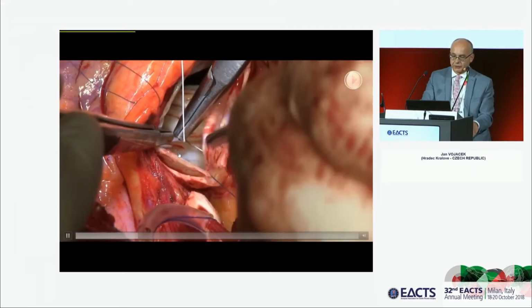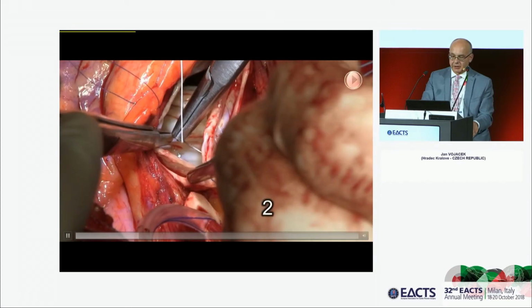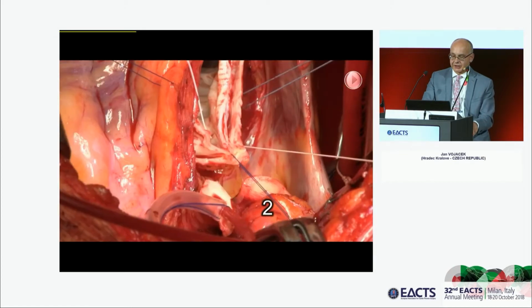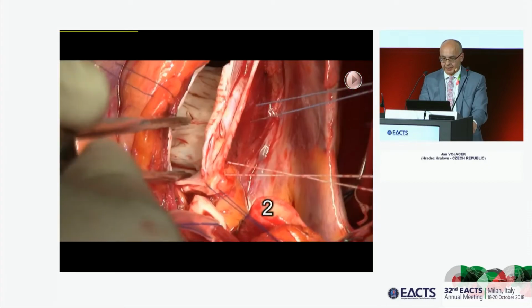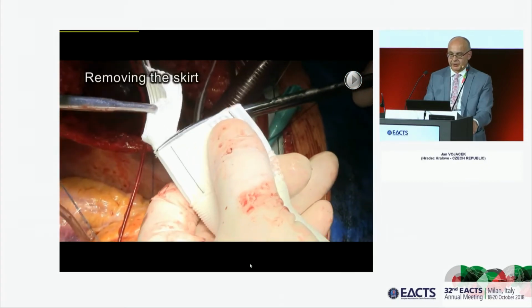Three of them are put just at the belly of each cusp, and 3 of them are placed at the level of the base of the subcommissural triangle. Then we continue with root remodeling.